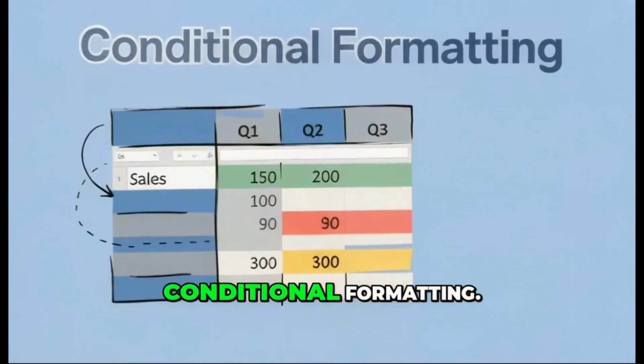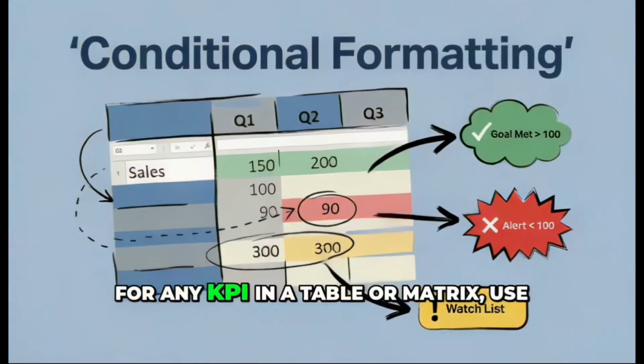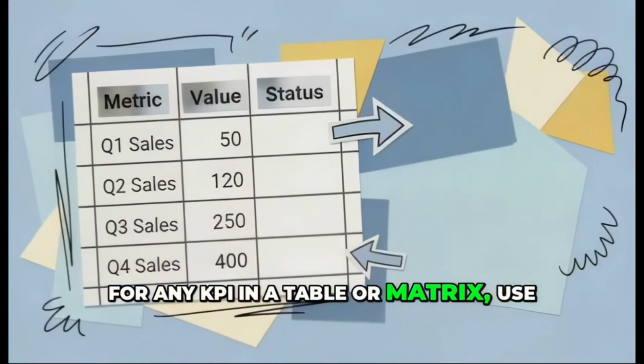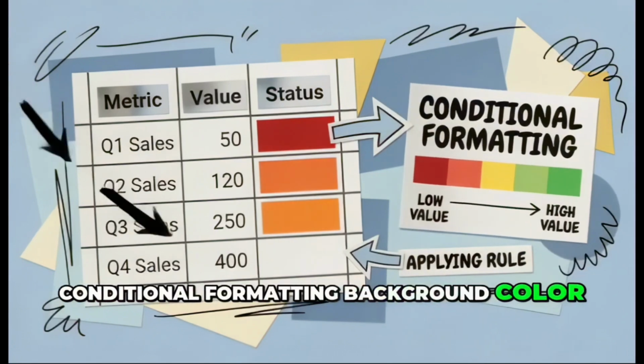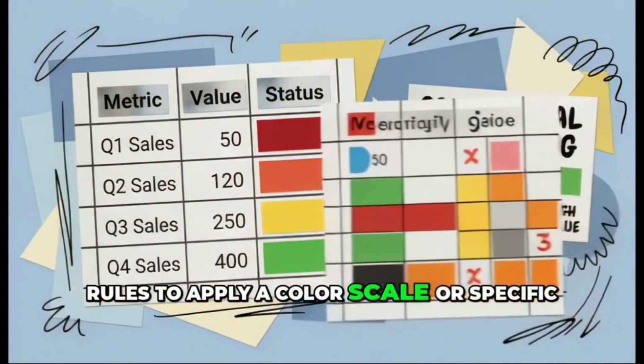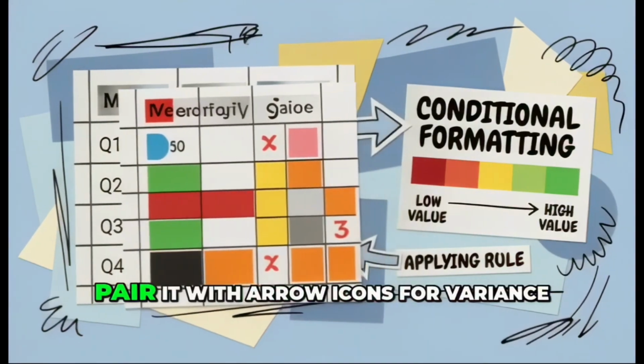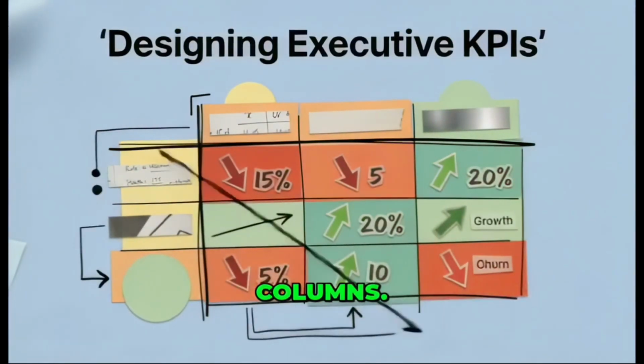margin. Conditional formatting. For any KPI in a table or matrix, use conditional formatting background color rules to apply a color scale or specific thresholds. Pair it with arrow icons for variance columns.